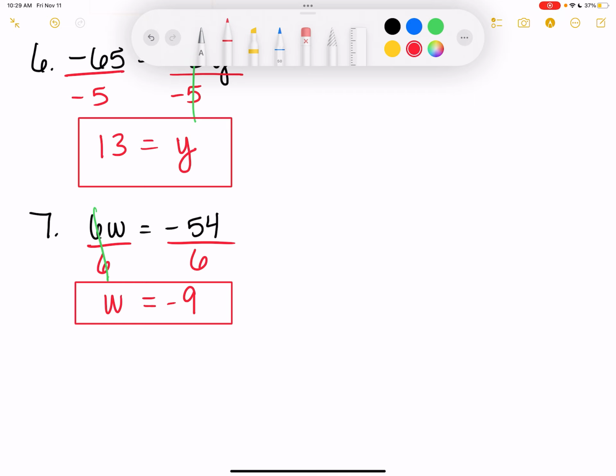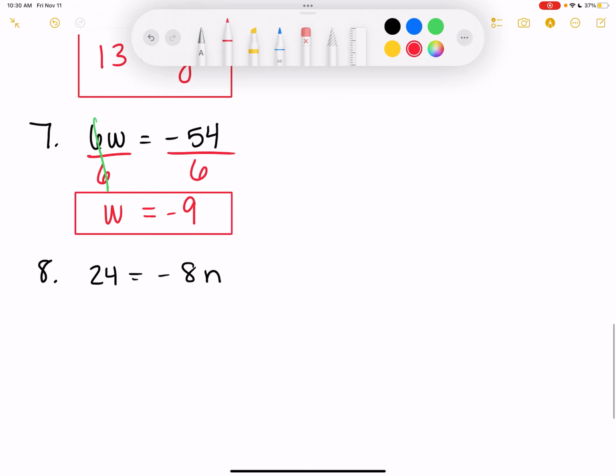All right, let's see, one more multiplication one. Number 8, 24 equals -8n. So what do I do to this one? Yep, divide by -8 on both sides. So -8's cancel on the right. Leaves you with n on the right. And then 24 divided by -8 is 3. Positive or negative? Positive. Oh, negative. Negative. Yep, -3.